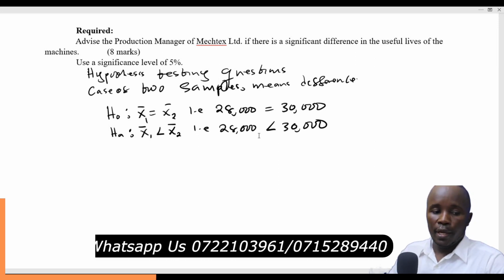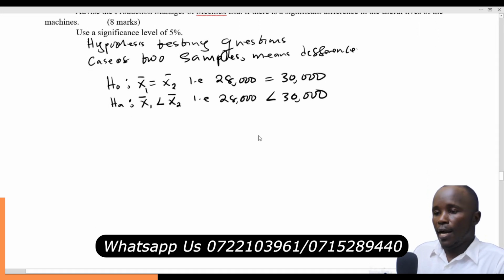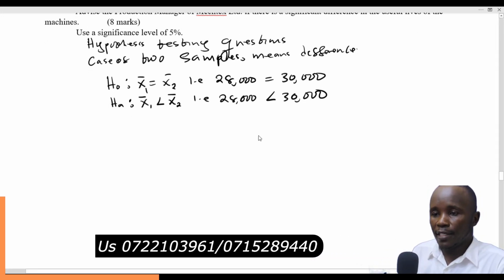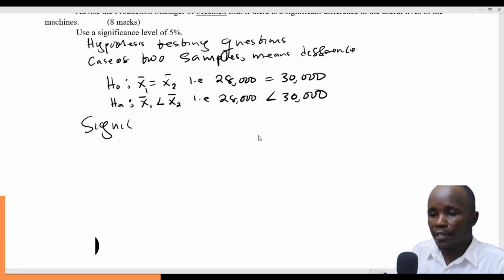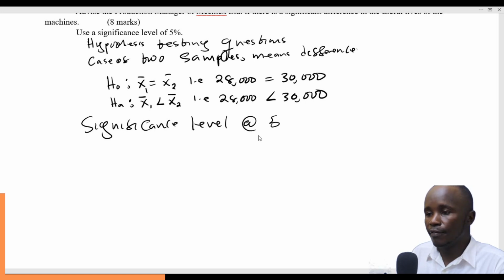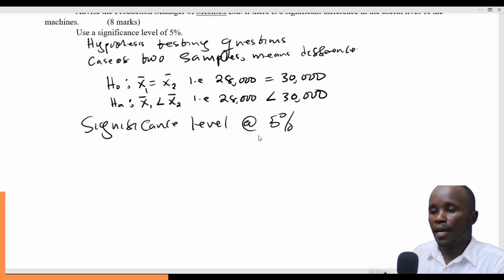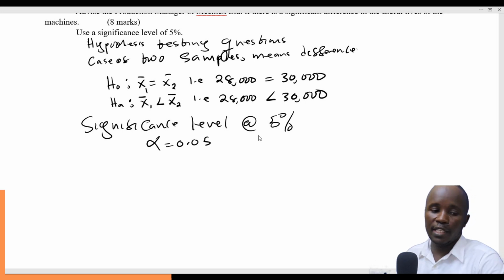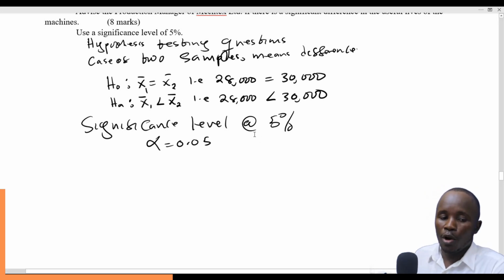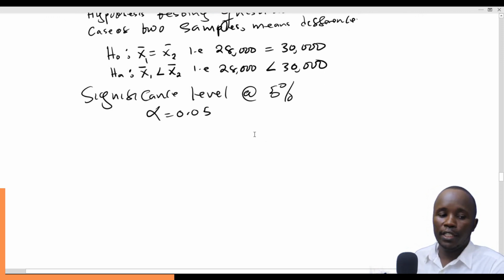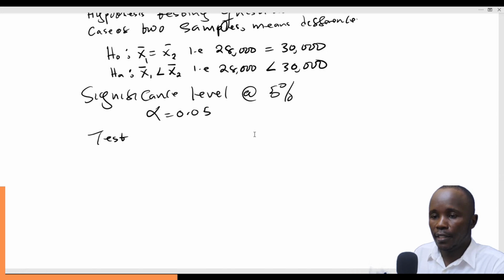Now, you have already been told that the significance level is at 5%. In other words, alpha is 0.05. So how do we go about this? We have to conduct what we call the t-statistic, or test statistic.